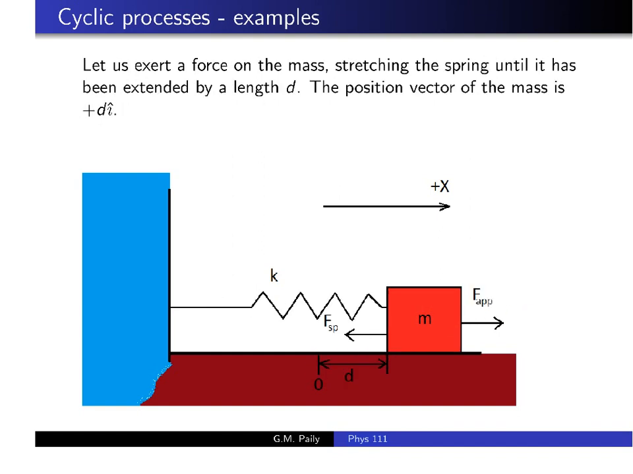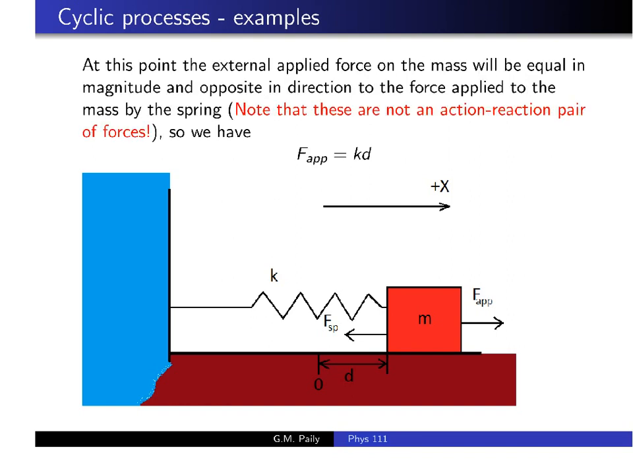Now we apply a force and we move the mass, and since the mass is connected to the spring, the spring stretches, and we move it by a distance d. Naturally there will be tension in the spring, trying to pull it backward, so there will be some force of the spring on the box and the applied force on the box, and the two of them balance out and hold it steady at a distance d.